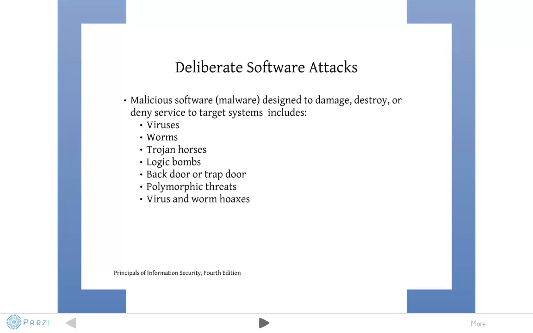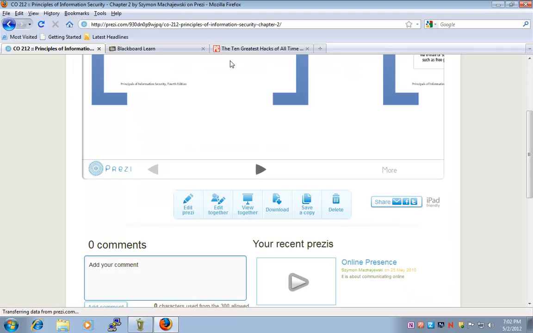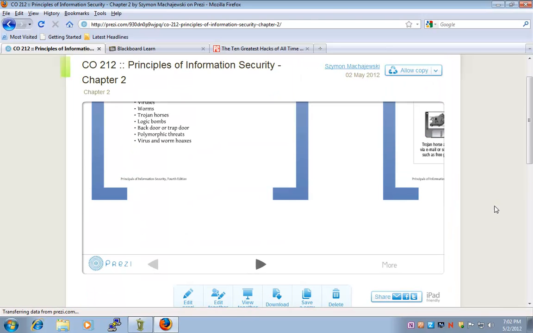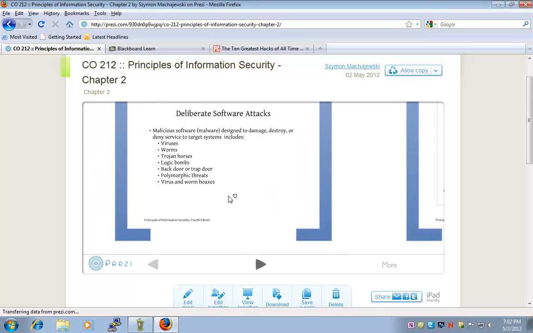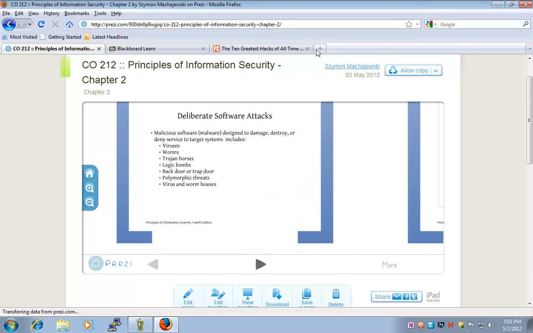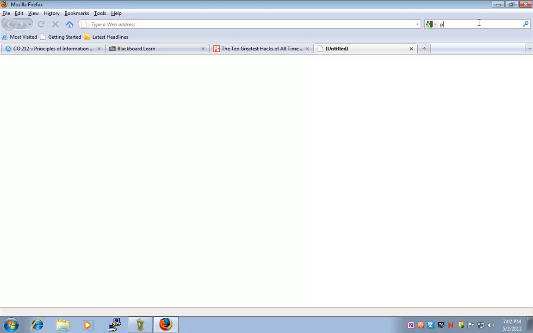All right, so that takes us to deliberate software attacks, malicious software, or malware. Malware is going to be the large umbrella of all software that either on purpose or not on purpose is going to cause harm or try to steal data. So malware designed to damage, destroy, or deny service to target systems: viruses, worms, Trojan horses, logic bombs, backdoors, trapdoors. The one that I want to spend some time on is the polymorphic threats. So let's look that up briefly.